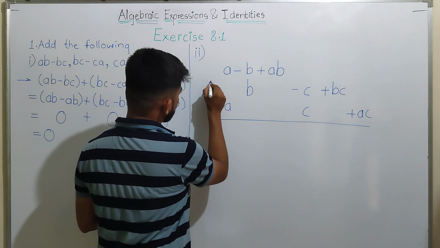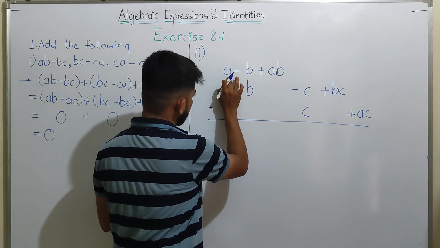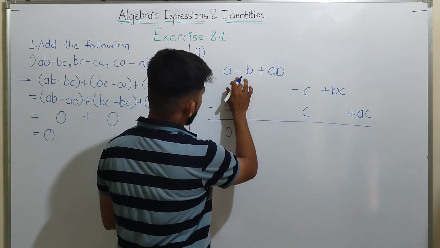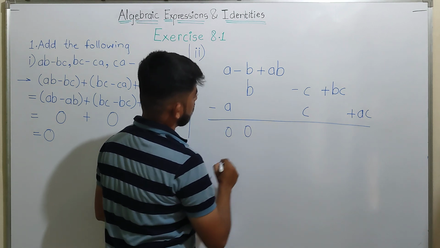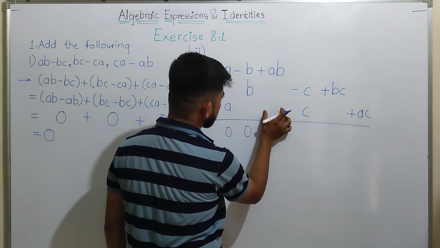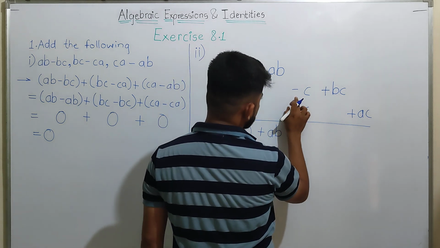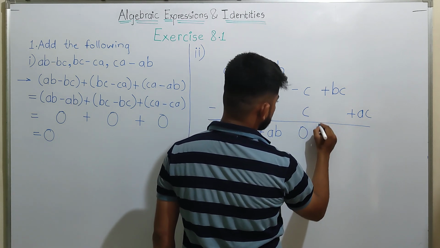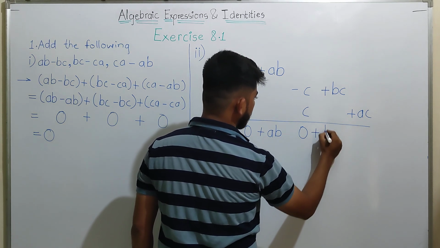So see here, I have to add this. I have to add three terms. So if I add a plus minus a, it becomes 0. If I add minus b plus b, it becomes 0. If I add ab, do I have ab in the remaining terms? No. So I'll write plus ab as it is. Minus c plus c becomes 0. Do you have BC in the third term? No, I don't have. I'll write plus BC.